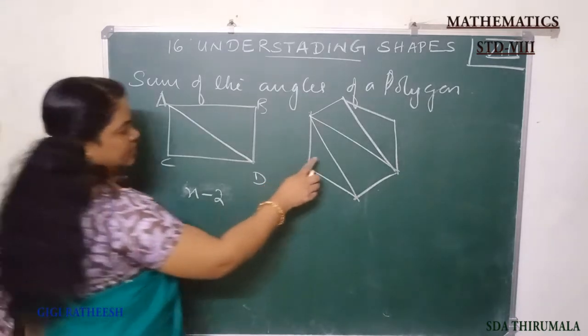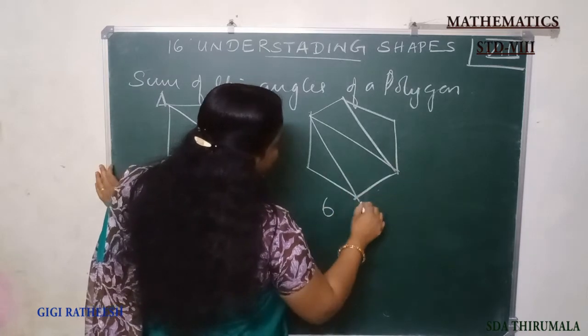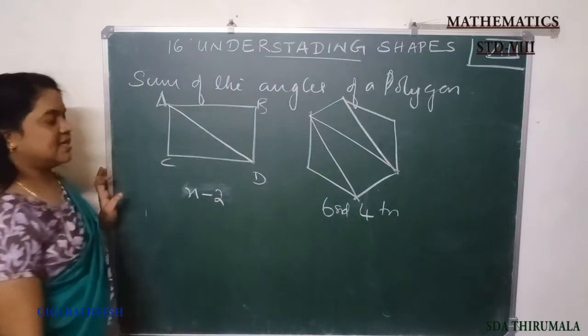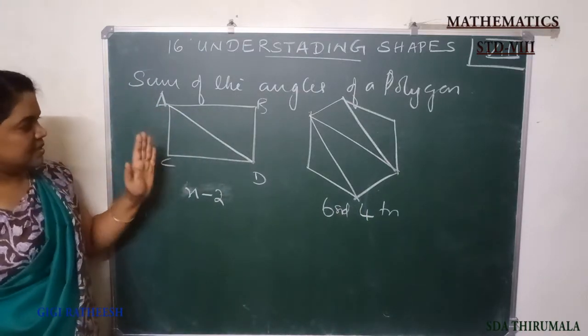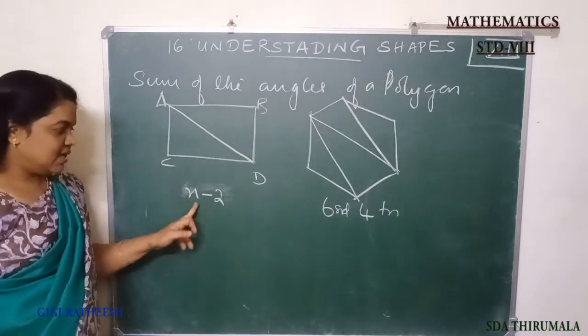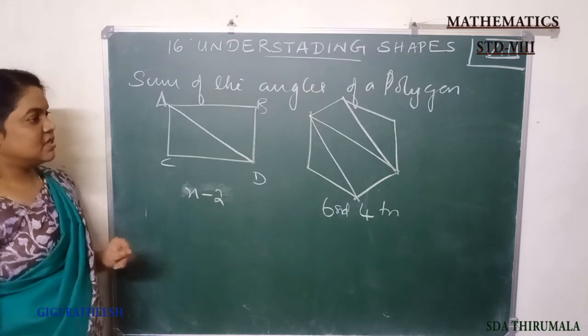And here also there are 6 sides and we get 4 triangles. Here we can say that if the number of sides is equal to n, we get n minus 2 triangles.